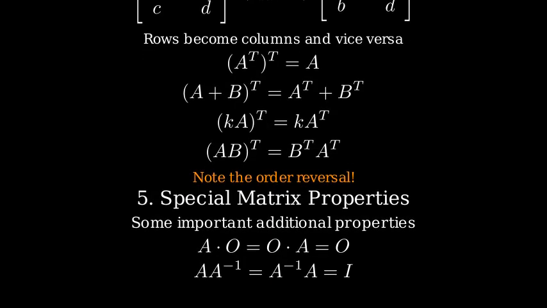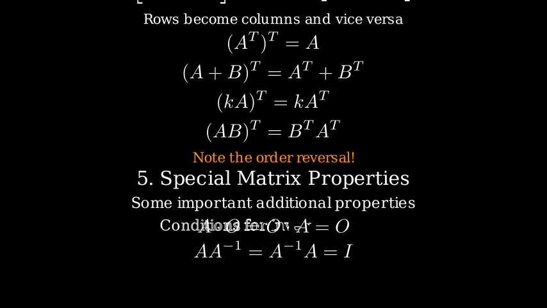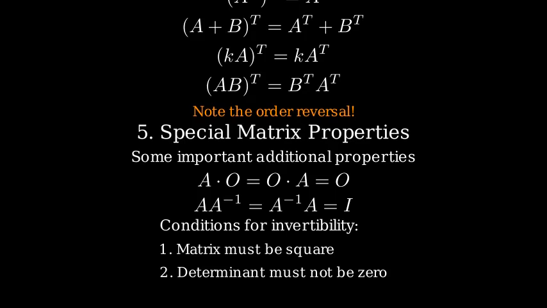Not all matrices have inverses. For a matrix to be invertible, it must be square, and its determinant must not be zero. If a matrix is invertible, then its inverse is unique.